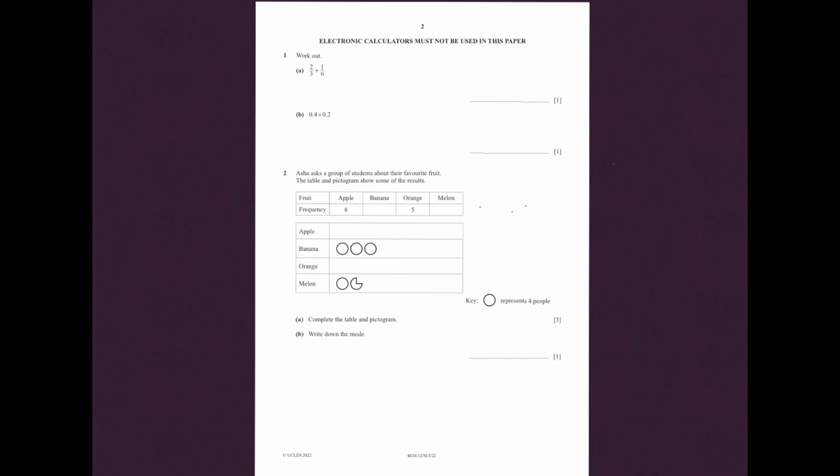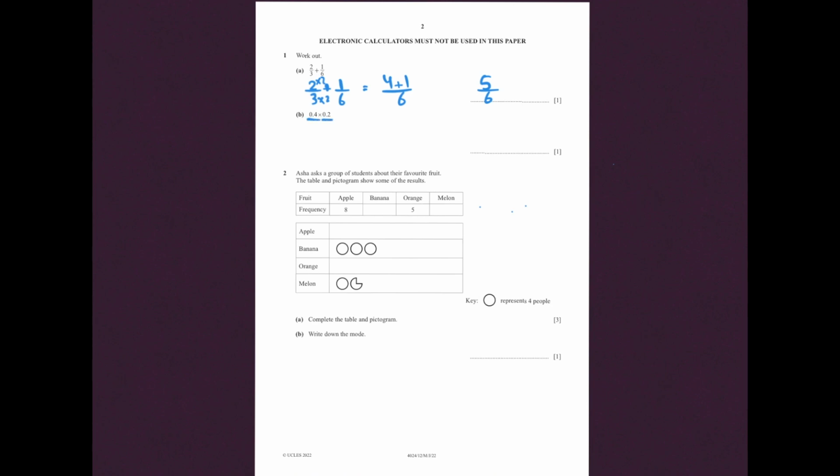So guys, how will I solve this? 2 upon 3 plus 1 upon 6. I'm going to write it like this: 2 upon 3, 1 upon 6. Then find the LCM. That's going to be 4 plus 1 upon 6. That's what? 5 upon 6.